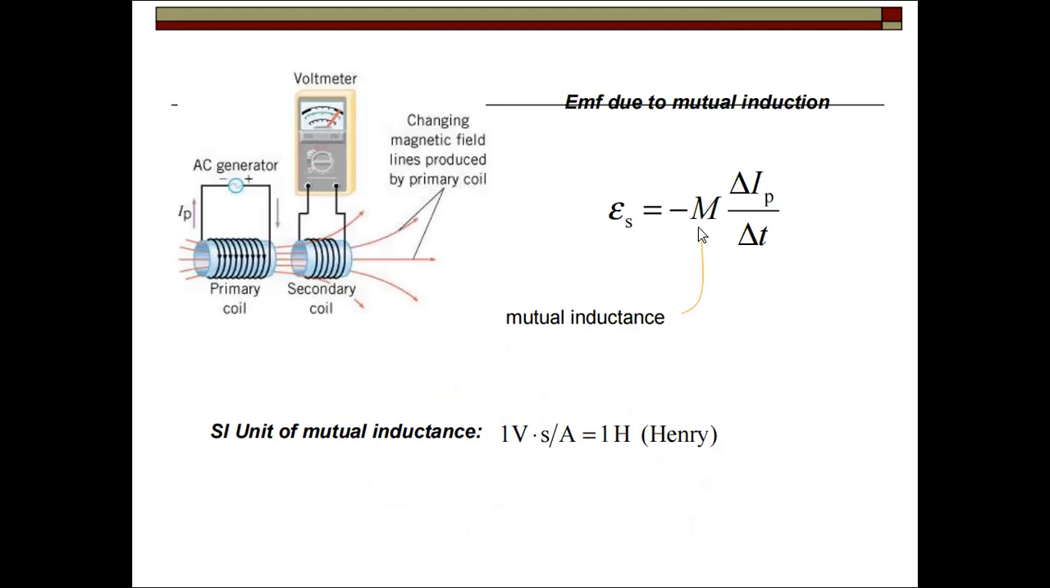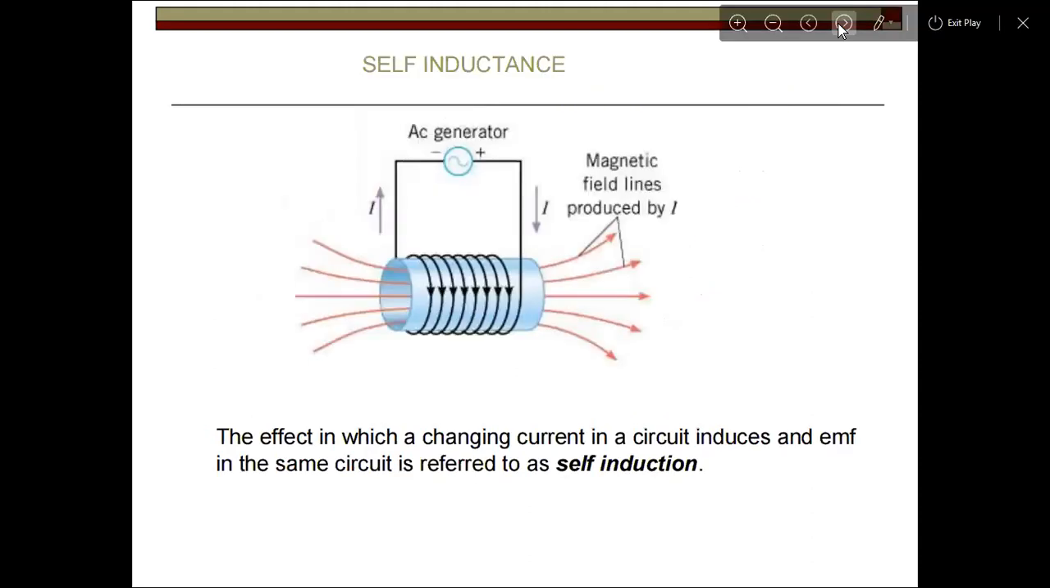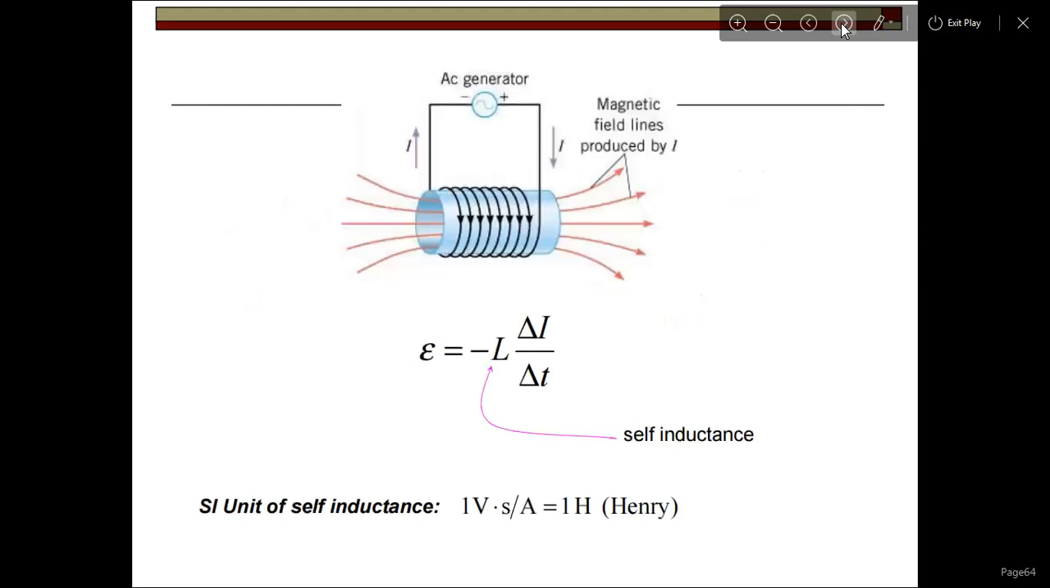Self-inductance is denoted by capital L. Now, what is self-inductance? The magnetic field lines are produced by electric current I. The effect in which the changing current in a circuit induces an EMF in the same circuit is referred to as self-inductance, and this is denoted by capital L, and its unit is also Henry.